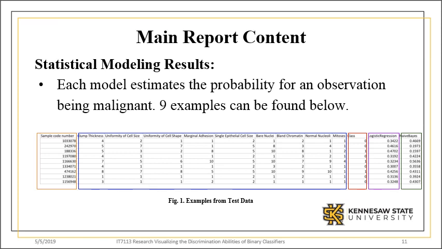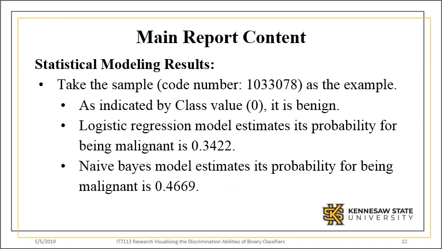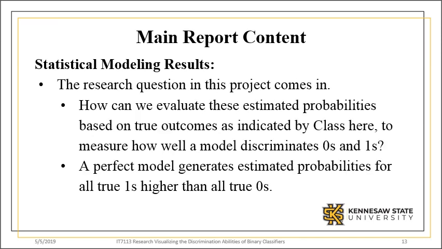For example, for the sample in the first row, its class value is 0, indicating it's benign. Logistic regression estimates the probability for being malignant is 0.3422. Naive Bayes estimates its probability for being malignant is 0.4669. So how can we evaluate these estimated probabilities based on true outcomes as indicated by class here? This is where visual evaluation plots in this research come in.